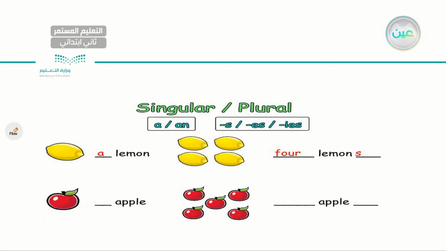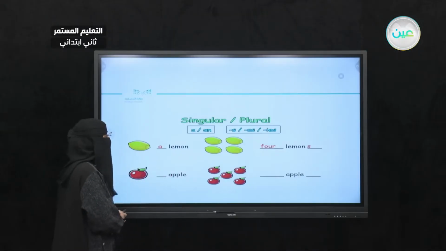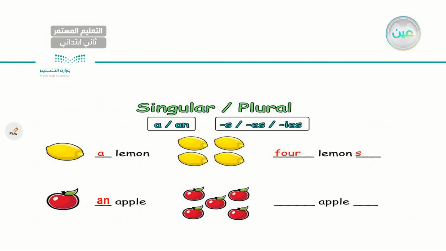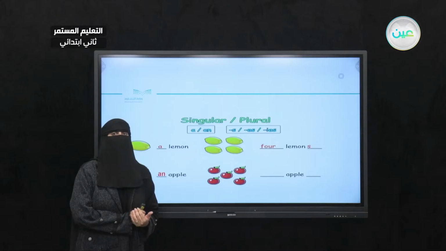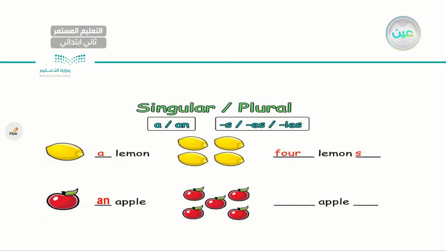Okay. For the second one, I have apple, singular. What do you think, my dear student? A or an? Definitely we are using an apple. But we cannot use the article if I have more than 1 apple. So as you can see here, I have 1, 2, 3, 4, 5. I have 5 apples. So here I have a plural. So let's read. A lemon, 4 lemons. An apple, 5 apples.